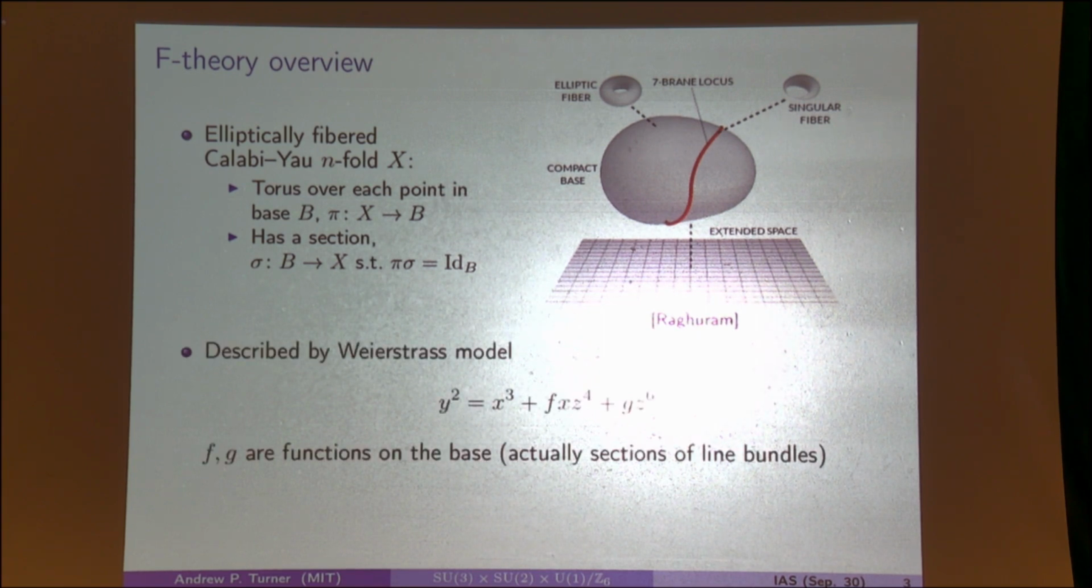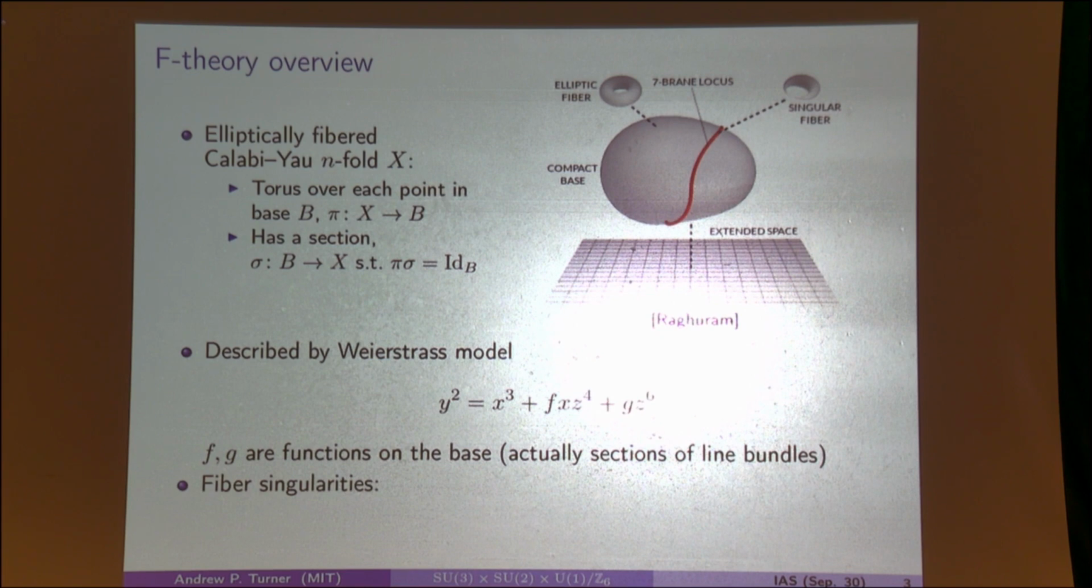This is mathematically described by a Weierstrass model. So we have our elliptic curve as the solution to this equation with X, Y, and Z coordinates in an ambient projective space. And here f and g can be thought of locally as functions on the base. They're actually sections of line bundles on the base. So this allows us to have an elliptic fiber that is fibered over every point in the base.